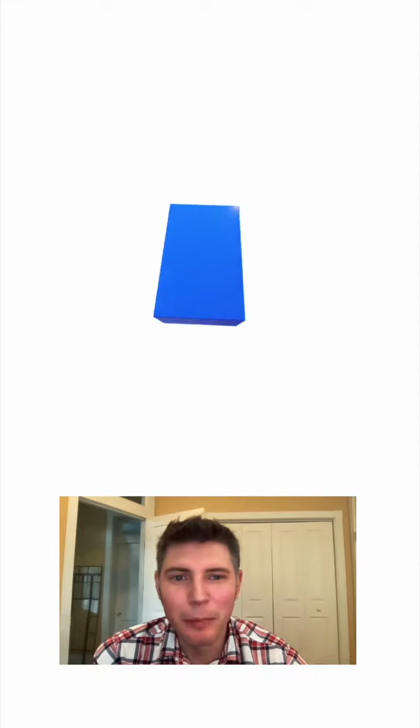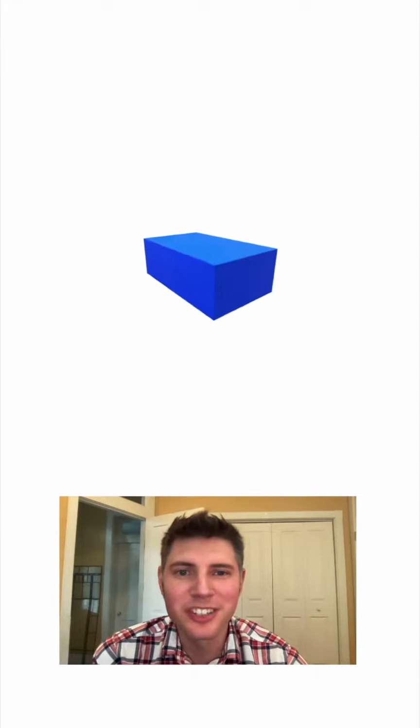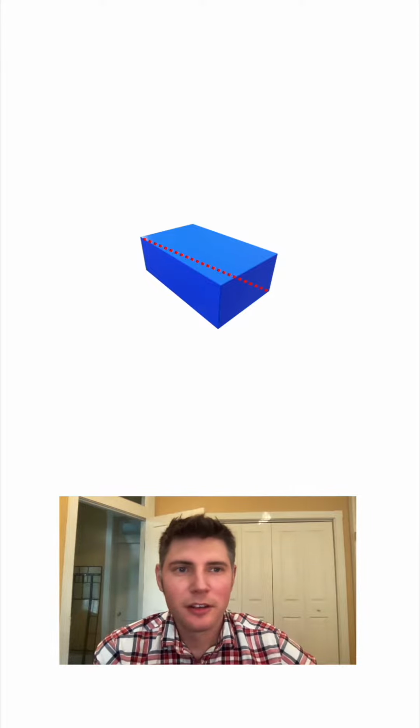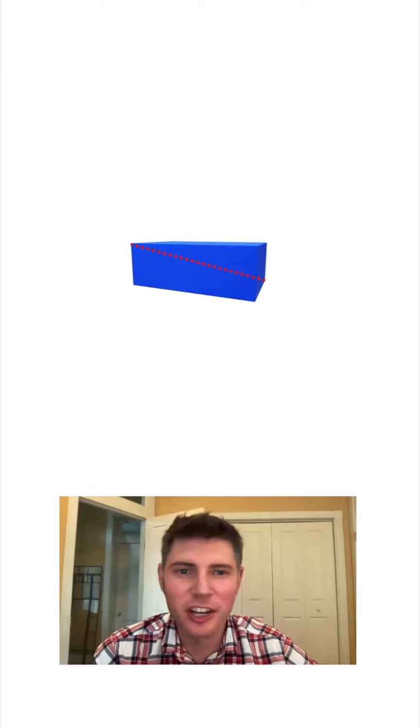Hey guys, what do you think of my box, my rectangular prism? Let's look at the diagonal. It goes from this upper left all the way down to the bottom right. So here it is at some different angles, and it's just cutting through the box.